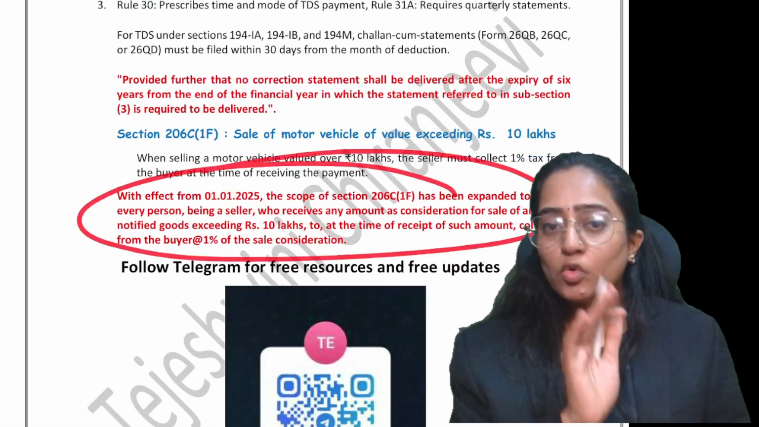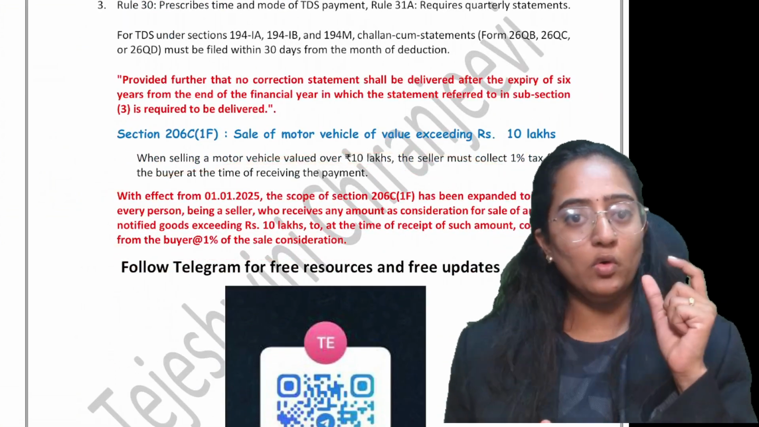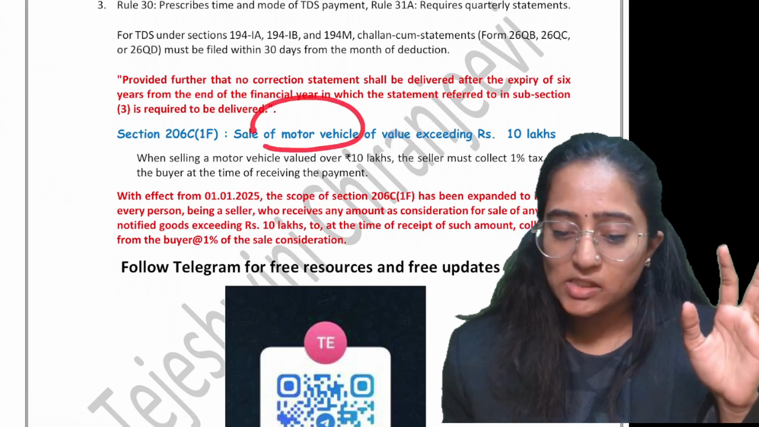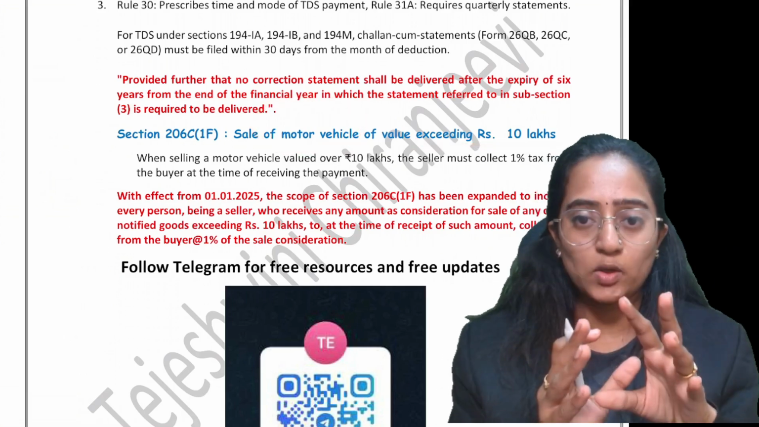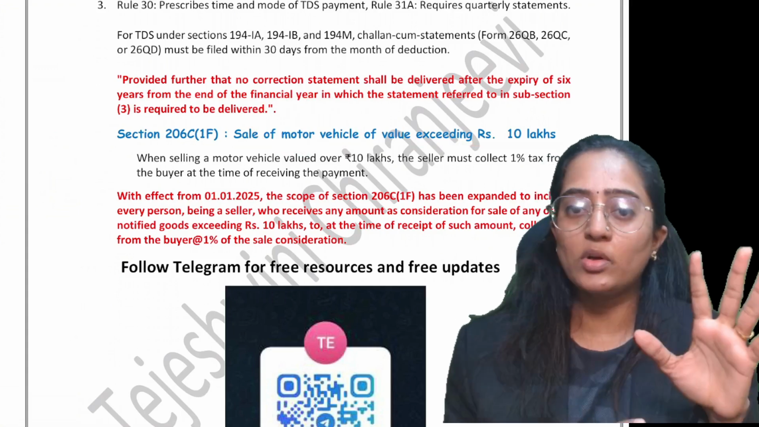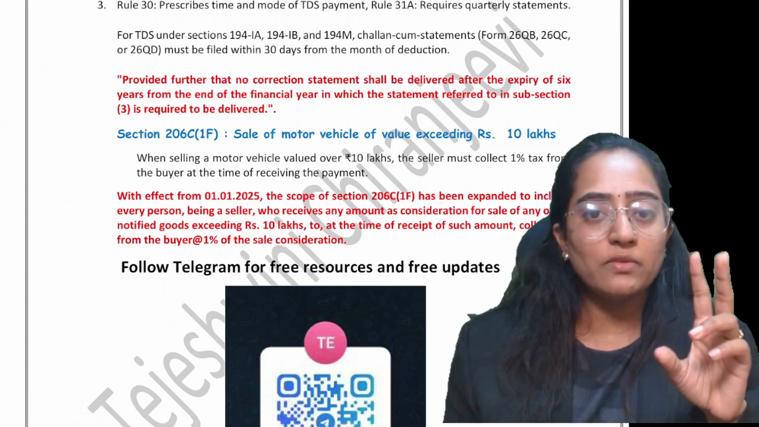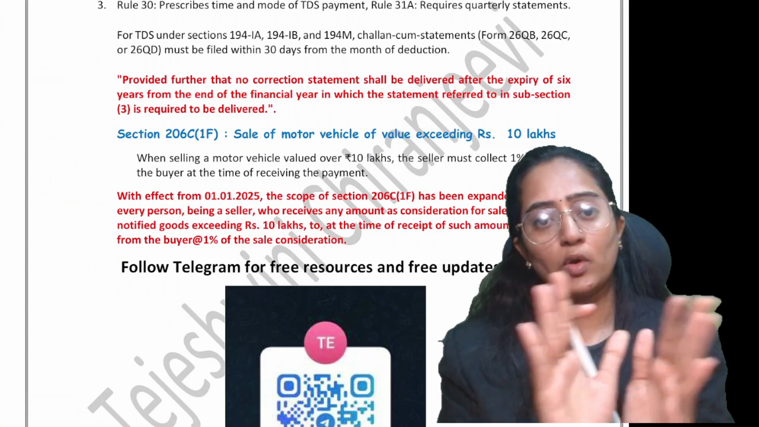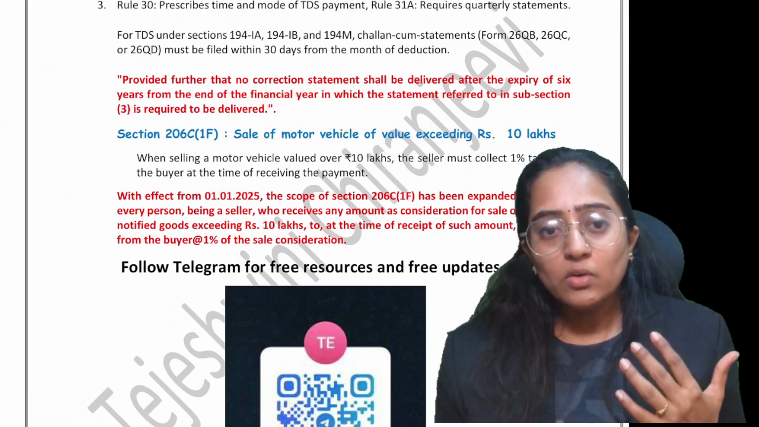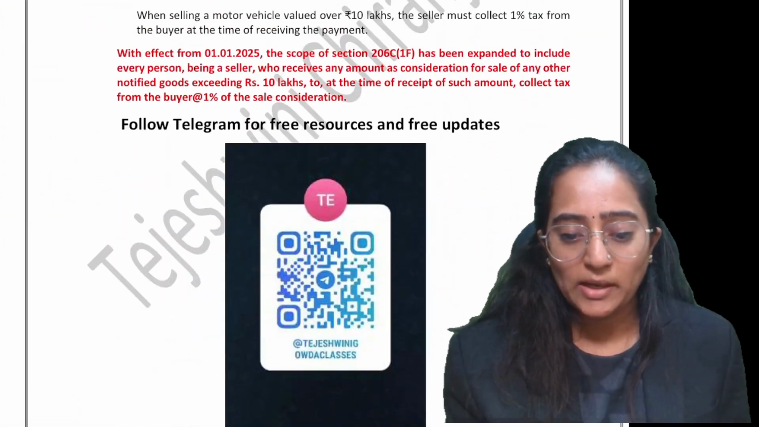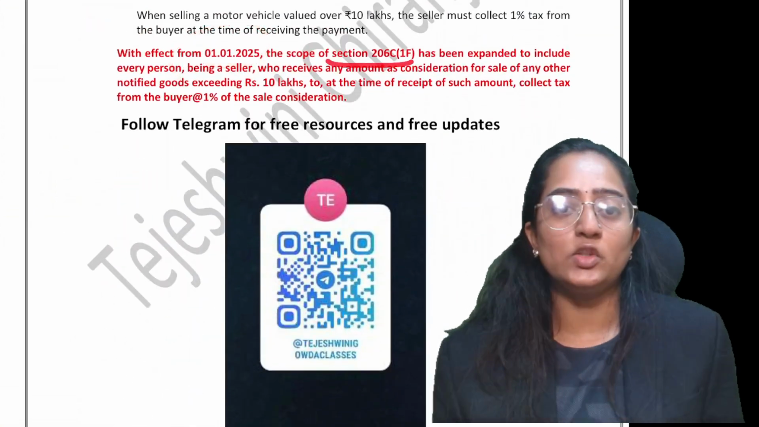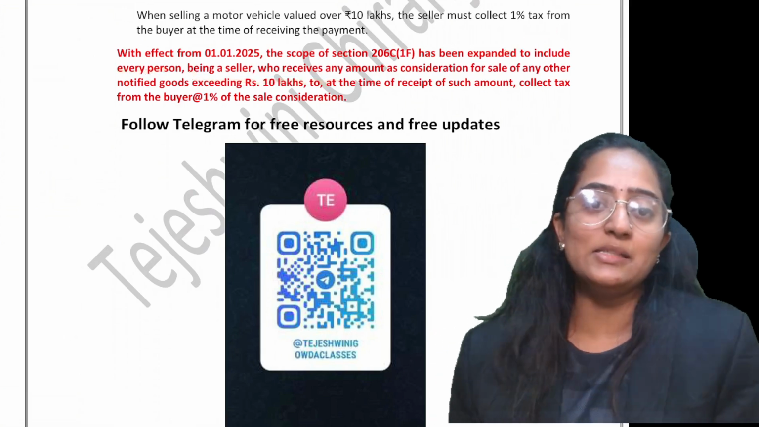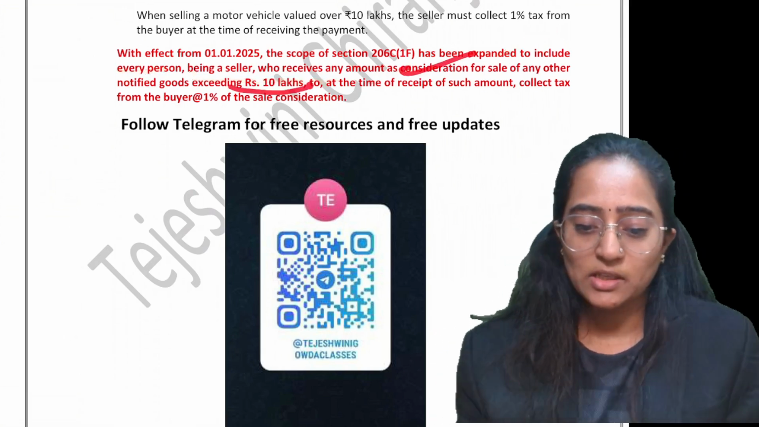Clear? And this point is going to be very, very important, people. Before this, under section 206C(1F), what happened was TCS on the sale of a motor vehicle exceeding 10 lakh rupees. You have purchased a car worth 20 lakh, which is in excess of 10 lakh. Now 1% TCS was collected, only for motor vehicles. With effect from 1/1/2025, the scope of section 206C(1F) has been expanded to include every person being a seller who receives any amount of consideration.